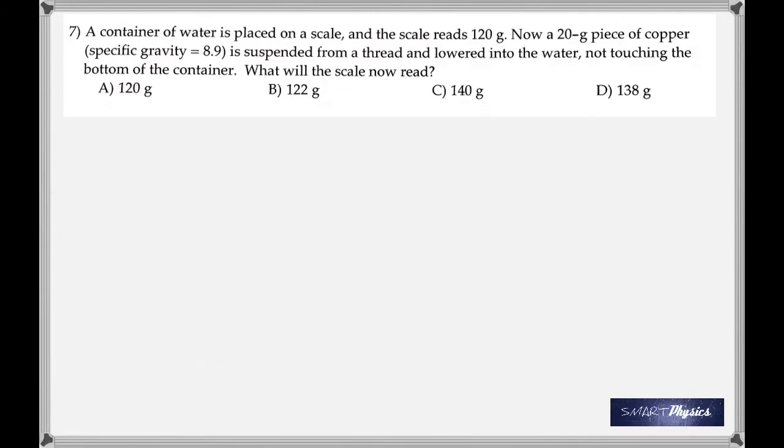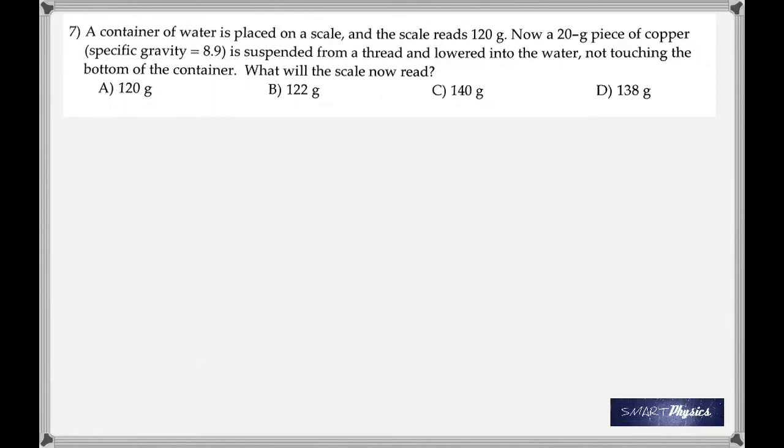Number 7. A container of water is placed on a scale and the scale reads 120 gram. Now look at that. A 10 gram piece of copper, specific gravity 8.9, is suspended from a thread and lowered into the water, not touching the bottom of the container. What will the scale read? Now, surely the scale is not going to read 140 grams.